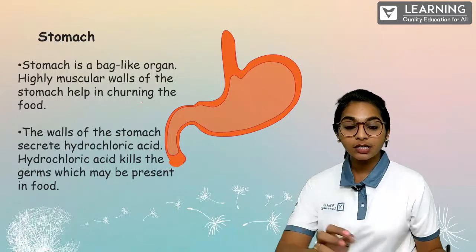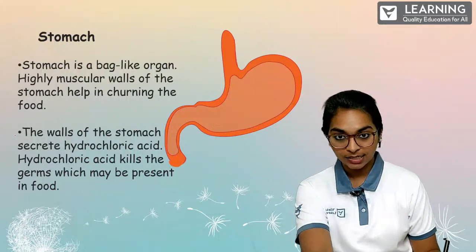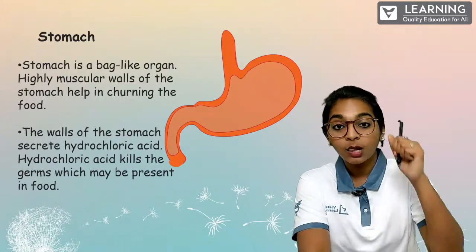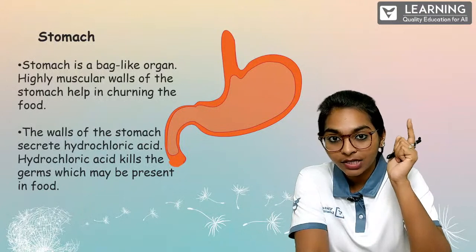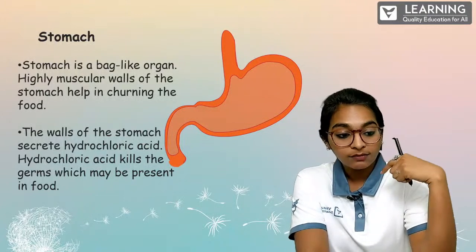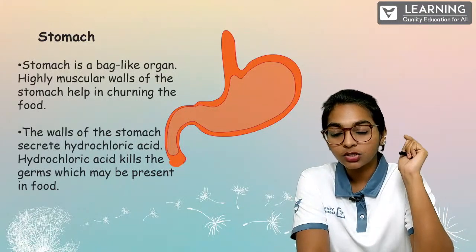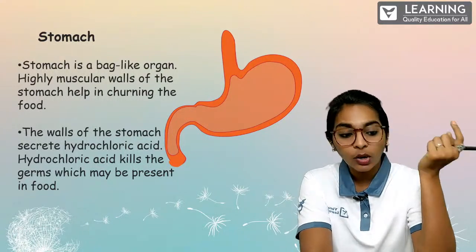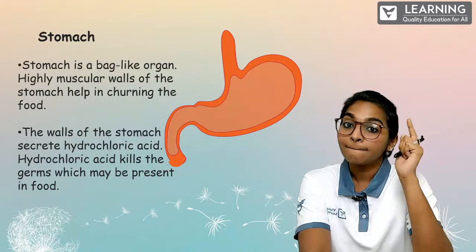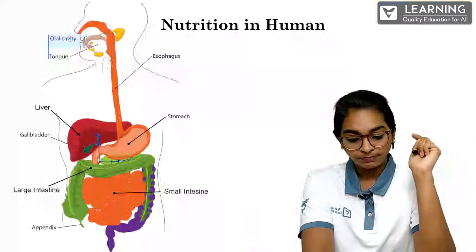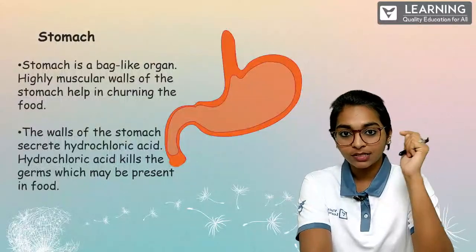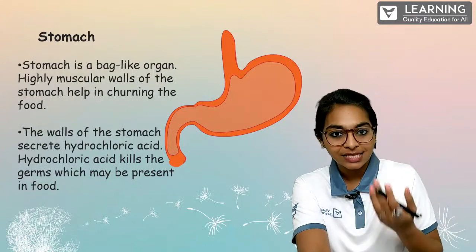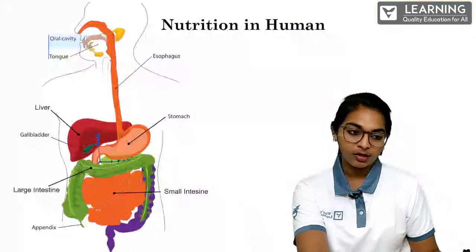Okay, and the stomach is where hydrochloric acid is secreted. In the mouth we were studying about salivary amylase, the enzyme; here the first acid comes. So you just have to keep in mind that in the stomach, hydrochloric acid is coming. Why is hydrochloric acid coming? What is the use of hydrochloric acid? It kills the germs which are present in the food, and it also increases the acidity of the food. Is it clear?